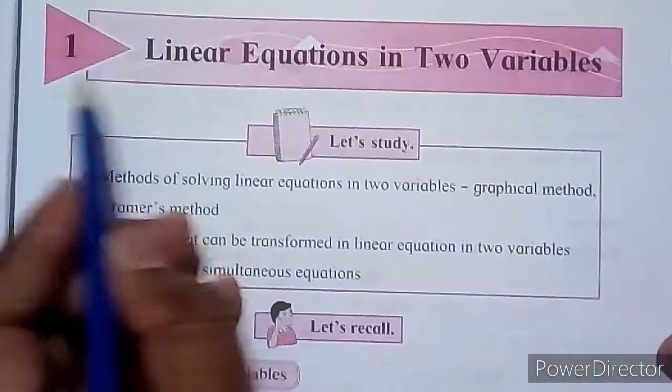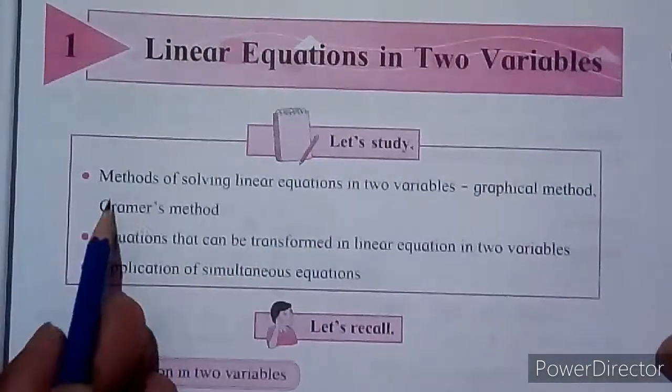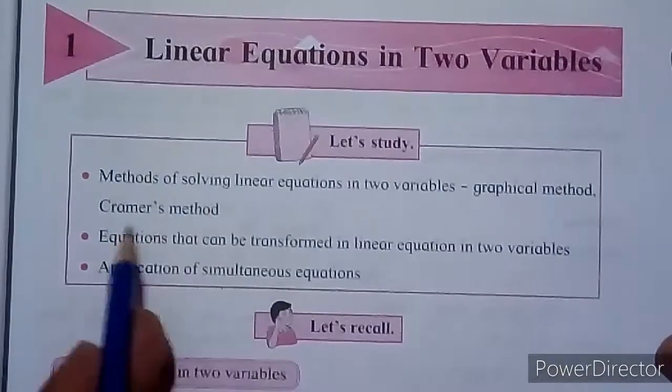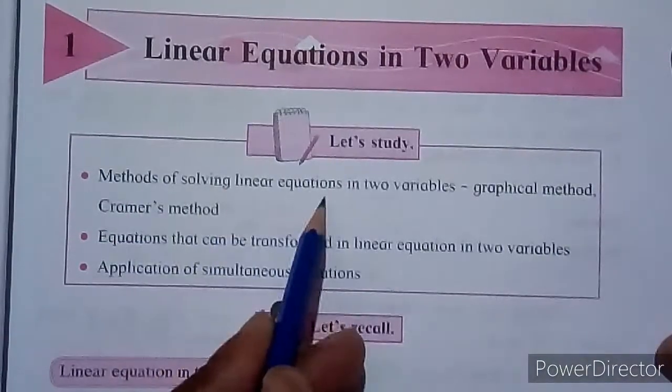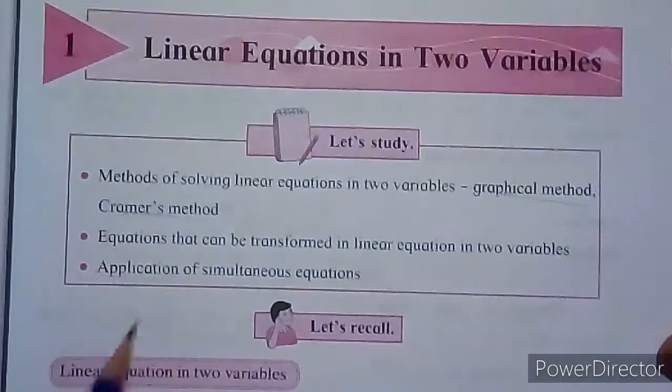Here the chapter 1 is linear equation in two variables. Let's study methods of solving linear equations in two variables. First is the graphical method and another one is Cramer's method. Means the linear equations can be solved by the graphical method and another way, that is Cramer's method. These methods will be seen later on.